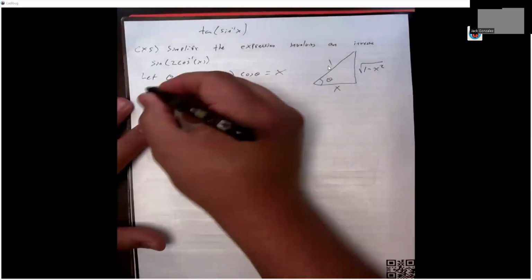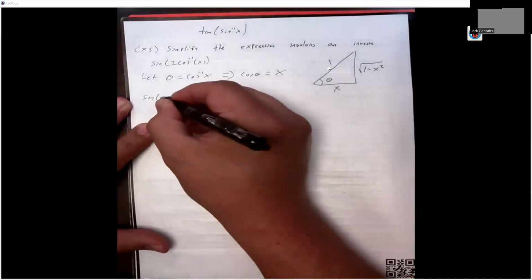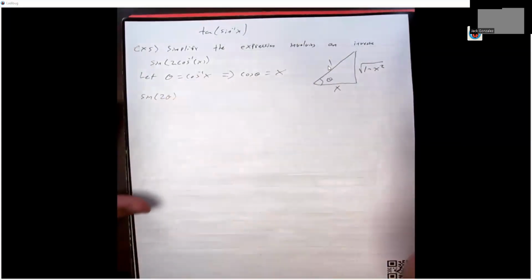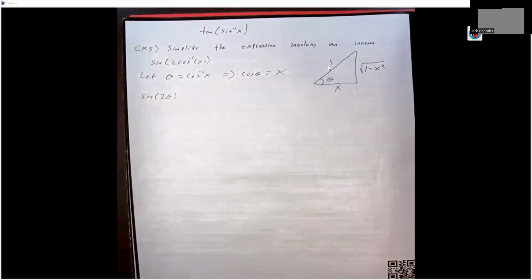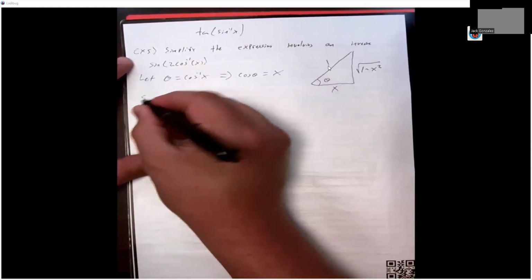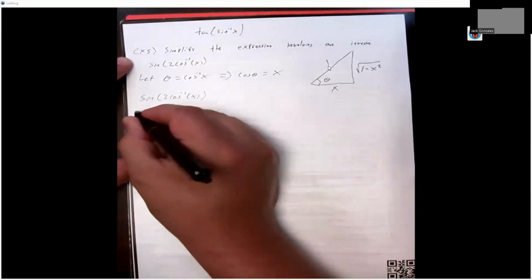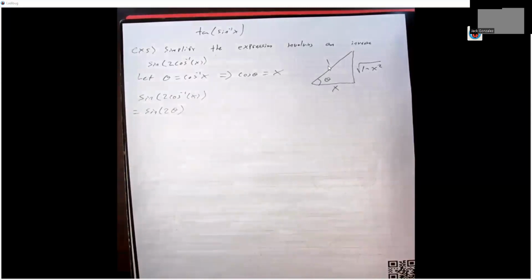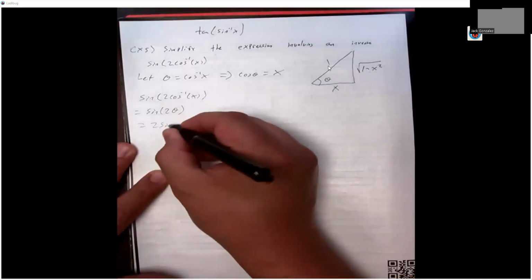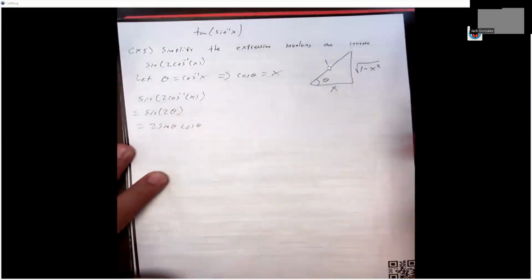So what we're going to end up doing is finding out what sine 2 theta is, right? So actually, let me show an extra step. Essentially, what we are doing is substituting that theta here to get sine of 2 theta. That makes sense? Once we get there, apply your formula. So that'll be 2 sine cosine, the double angle identity.